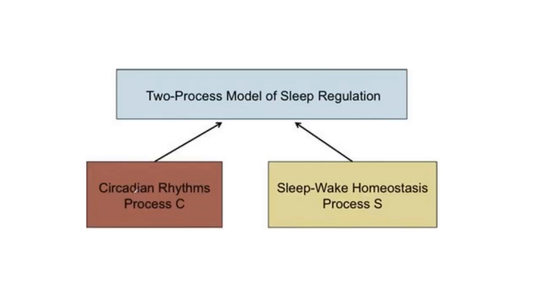It seems that people agree that there are at least two major mechanisms involved in sleep control. One mechanism is what we call the circadian rhythm, which we'll discuss, and the other is what we call homeostasis. These two processes, called process C and process S, play a significant role, and it seems their interaction determines whether we go to bed or not.